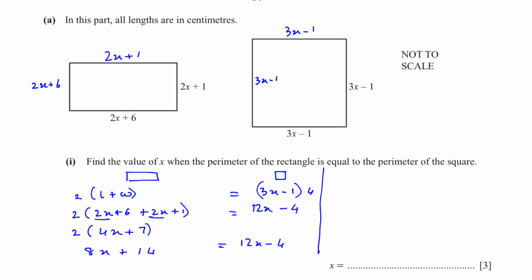We'll bring the like terms together. The negative 4, if we bring here, it will be positive 4. And the 8x will be negative 8x. So 18 is equal to 12x minus 8x. 12x minus 8x is going to give us 4x. Divide 18 by 4, and that is your value of x. x is 4.5.